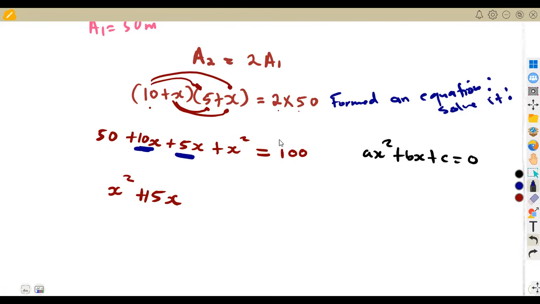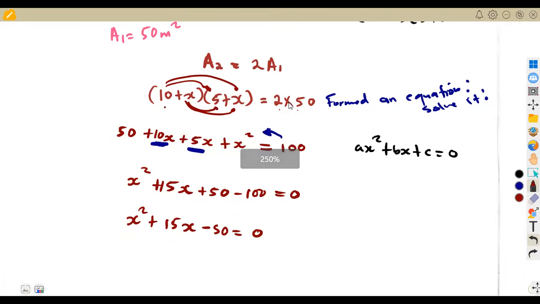Then let's transpose the 100 to the other side so that we remain with a 0. Remember, we want this format, ax squared plus bx plus c is equal to 0. So if we transpose 100 this side, we are going to be having 50 minus 100, like that. So that will be x squared plus 15x, 50 minus 100, that's minus 50, which is equal to 0. So this is a quadratic equation. As I said before, you're supposed to solve this equation depending on the method that you are capable with.